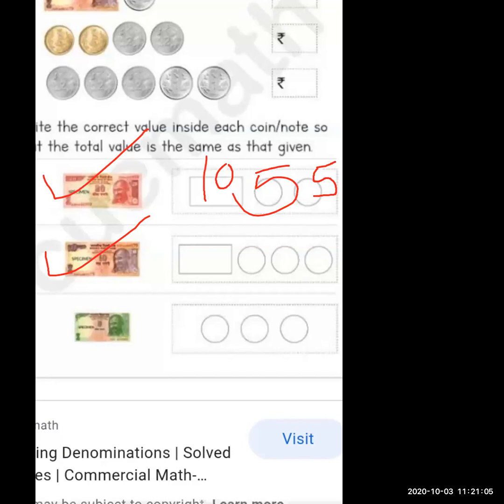Yes, some students have given the very correct answer. Good. It's a 5 rupees note. Okay. After that, what will come? 5 rupees note. Very good. 2 rupees coin. Again 2 rupees coin. Again 1 rupees coin. Okay, student?